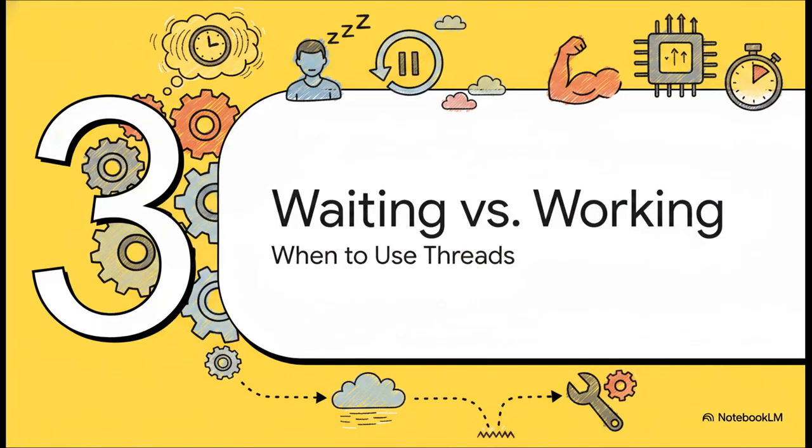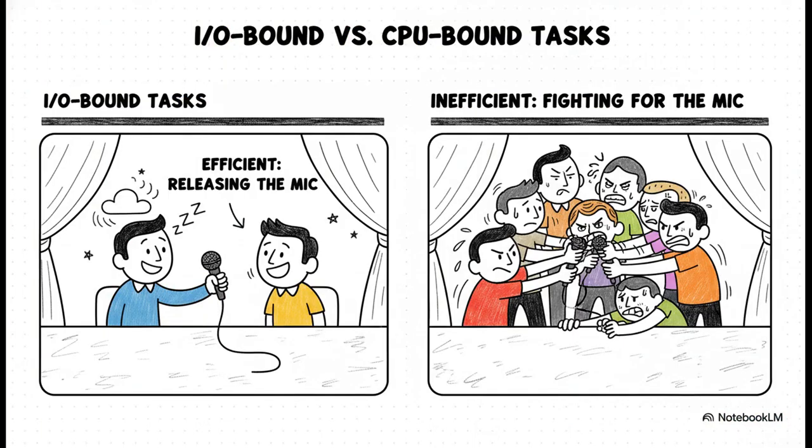Okay, so this brings us to the most practical part of this whole discussion. Because even with the GIL, threads aren't useless in Python. Not at all. You just have to be really smart about when you use them. And it all boils down to one simple question. Is your task mostly waiting for something, or is it mostly working on something? This right here is the key. On one side, you have I/O-bound tasks. Think waiting for a file to download or for a database to respond. For these, threads are fantastic. Why?